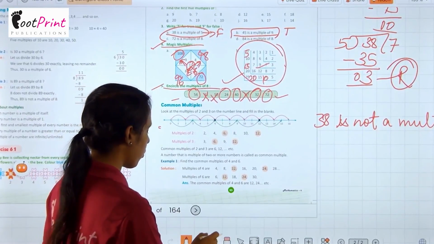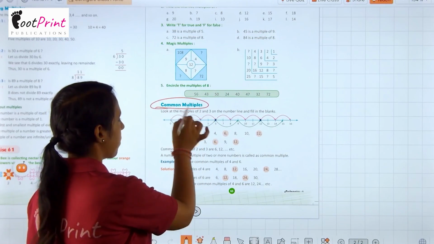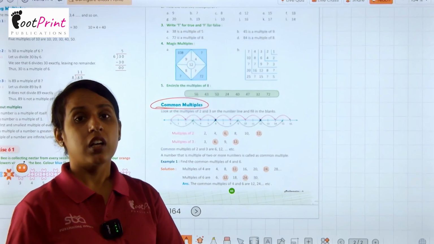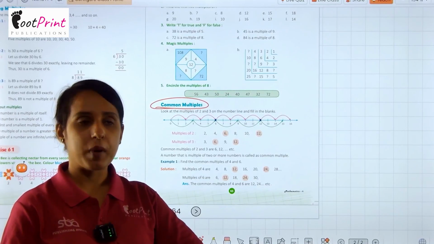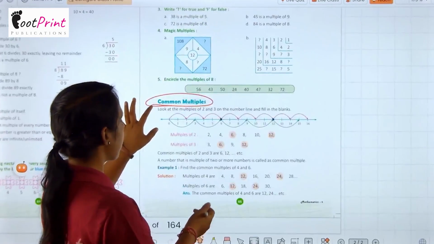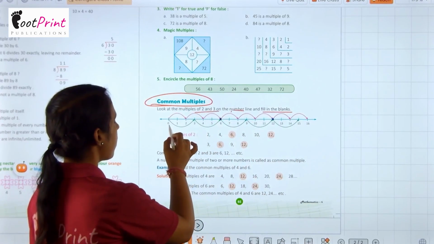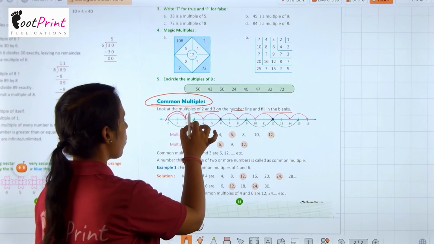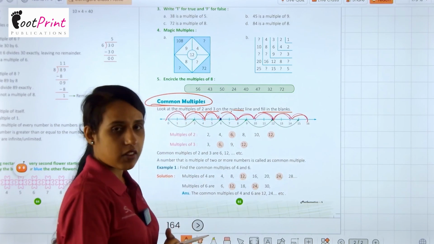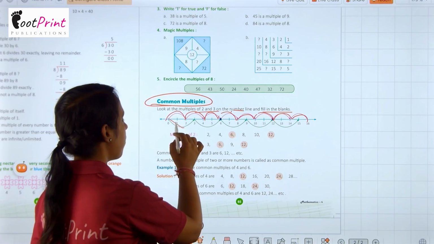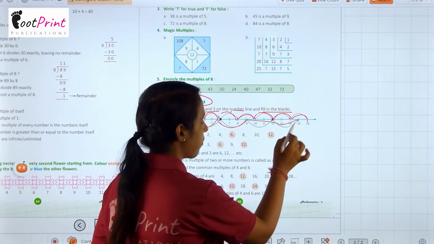Now we will move to the next. Here, common multiples. Now we have understood what the multiples are. Now we will learn how to find common multiples. So look at the multiples of 2 and 3 on the number line and fill in the blanks. Here we have multiples of 2: 2, 4, 6, 8, 10, 12, 14 and 16. And here we have multiples of 3: 3, 6, 9, 12, 15.